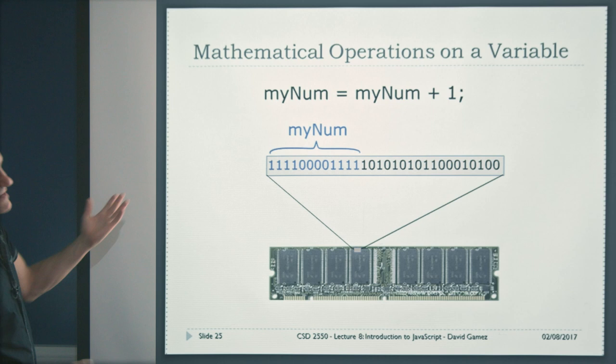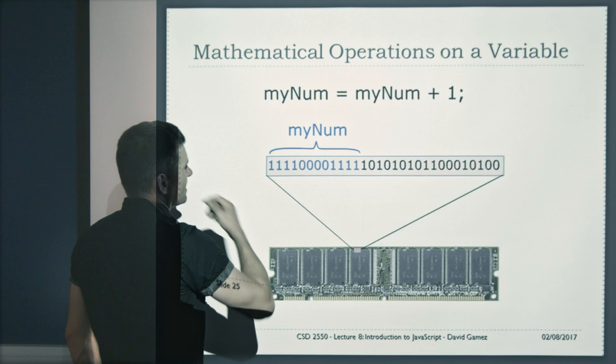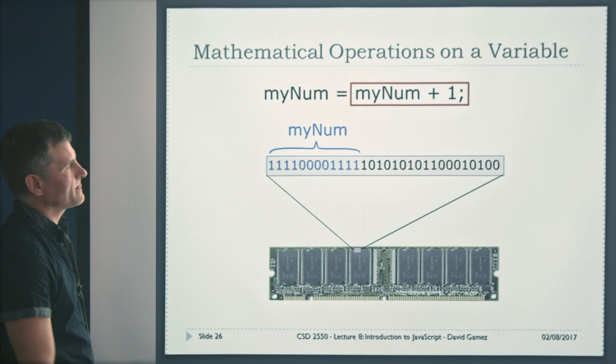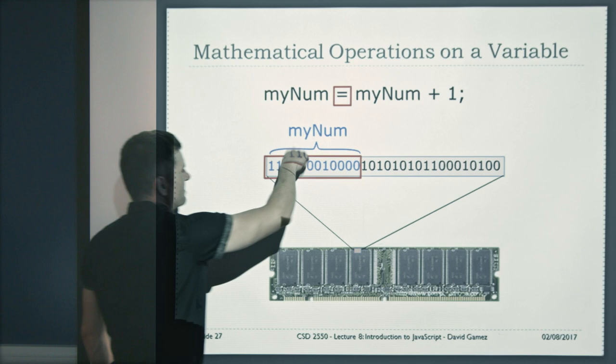Then we can do mathematical operations on a variable. So if I want to add 1 to my variable, what the computer will do first is take this number here and add 1 to it. At that time, nothing's changed. This is stored in a separate bit of memory. Then when we do the assignment operator, the result of that calculation will be copied back inside my variable here, inside the memory storage cells controlled by that variable.